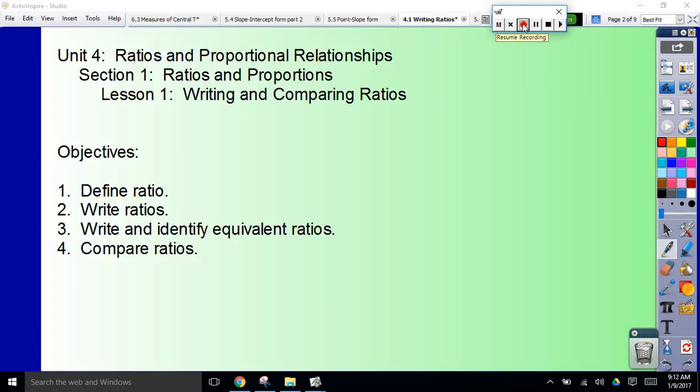Okay, so our objectives for today are just to define ratio. This is something you should have done in 6th grade, maybe even 5th grade ratios. So we'll review what one is. We will write some ratios. We're going to write and identify equivalent ratios and compare ratios. All of this really should be a review lesson. So hopefully it is for you. But we need to review this, have a good foundation to lay for what we're going to be doing next.